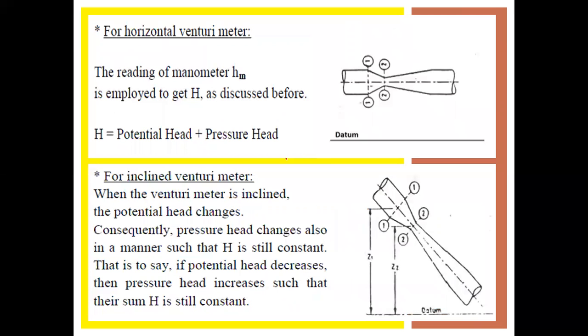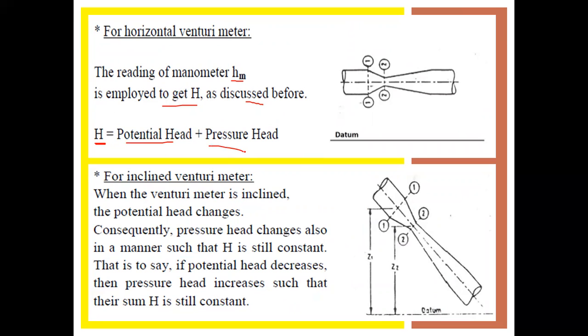So for a horizontal venturimeter, the reading of the manometer hm is employed to get capital H. As discussed before, H is equal to potential head plus pressure head. That is the meaning of H, right? The manometer reading hm is employed to get the H value. But the H value is potential head plus pressure head.